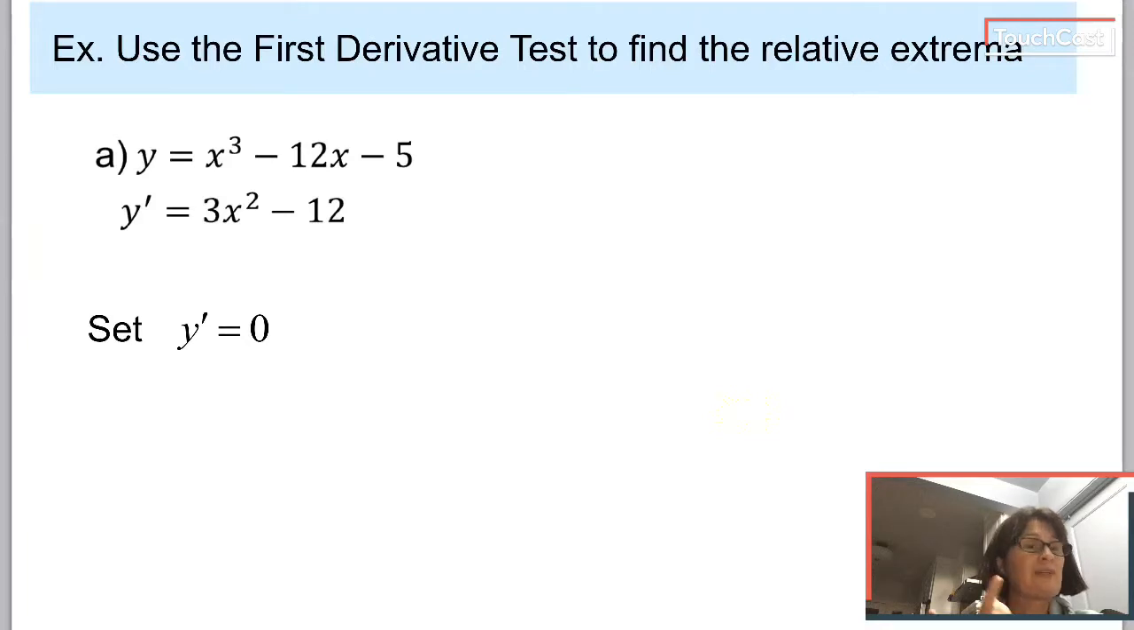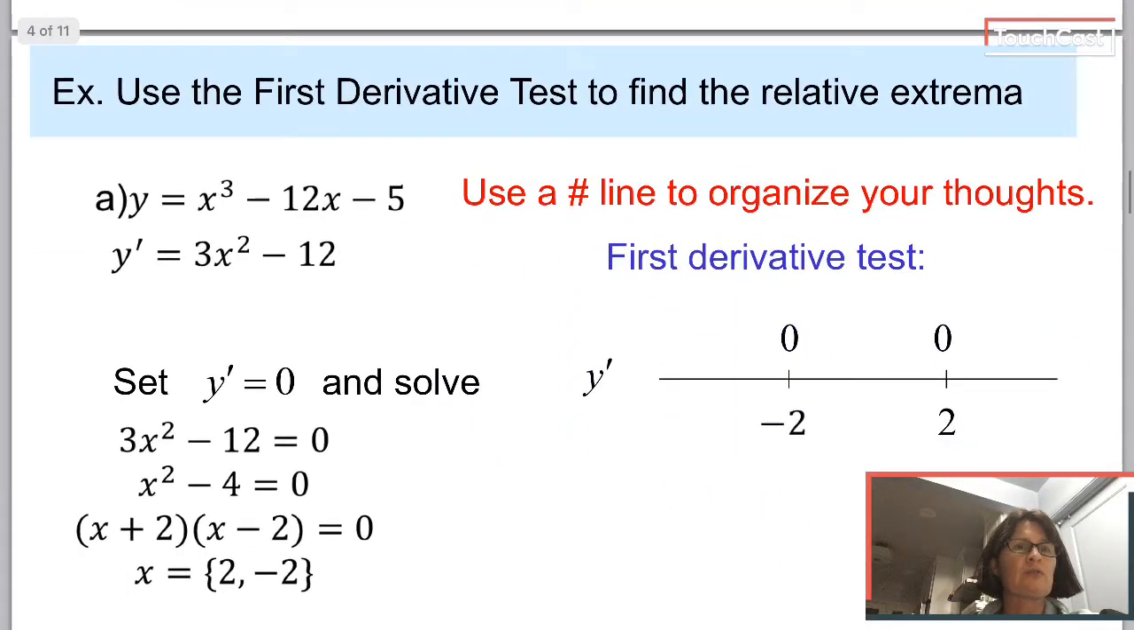So critical points, any place where the derivative is undefined or the derivative is 0. Well, x cubed minus 12x minus 5 is a polynomial. It's smooth and continuous everywhere, so there's no place that the derivative will not exist. My only critical points are going to come from when y prime is equal to 0. So I'm going to find y prime, I'm going to set it equal to 0. That's my first step. 3x squared minus 12.